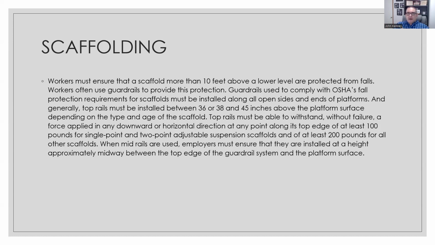Top rails, so depending on where you're getting your scaffold from, 36 is your minimum and 45 is usually your maximum that you can find. Top rails must be able to withstand, without failure, a force applied in a downward or horizontal direction at any point along the top edge of that rail, at least 100 pounds for single point and 2-point adjustable suspension scaffolds, and at least 200 pounds for all other scaffolds. When mid rails are used, employers must ensure that they are installed at a height approximately midway between the top rail and the platform surface.